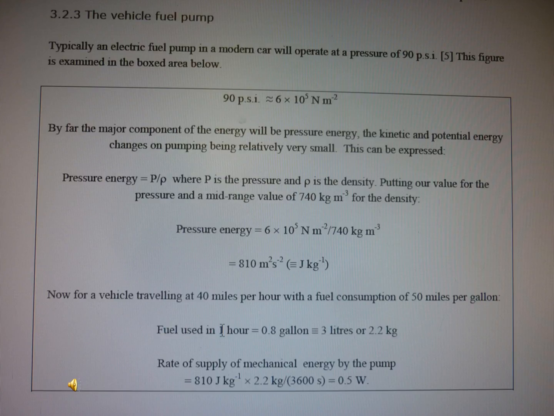This week we can talk about energy transfer, the pressure energy calculation for crude oil and a vehicle traveling at 40 miles per hour. Fuel consumption is 59 miles per gallon. So the rate of supply of mechanical energy by the pump is calculated. You can see the pressure energy calculation, the vehicle fuel rate of consumption and the rate of supply of mechanical energy in this calculation.